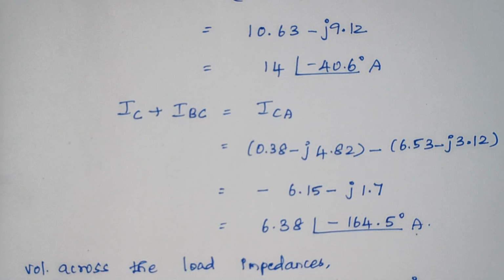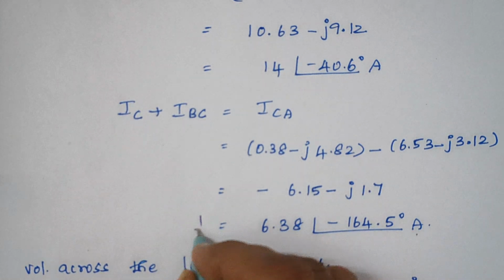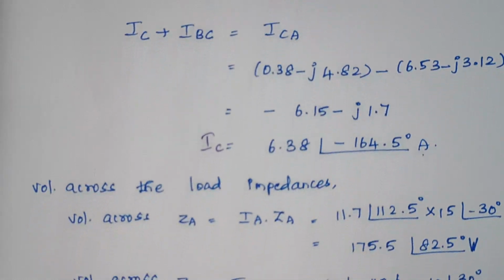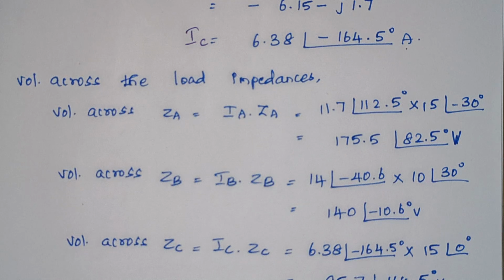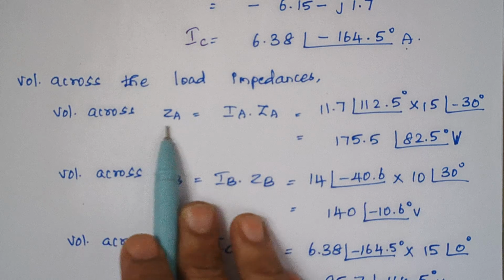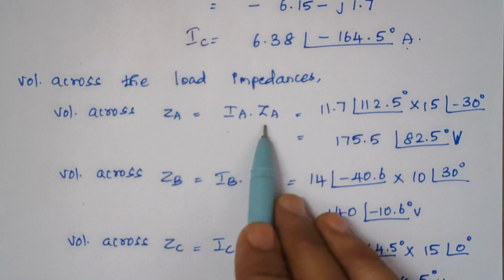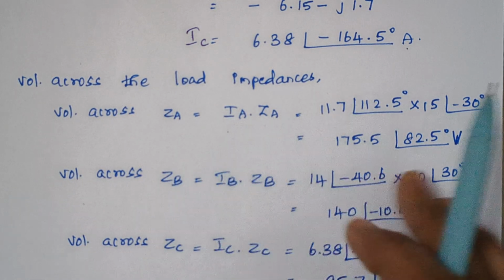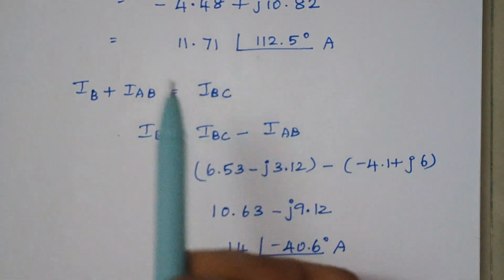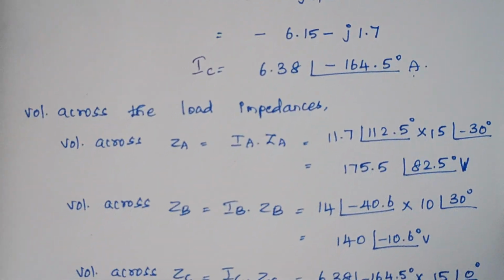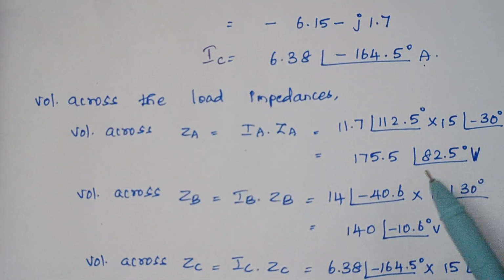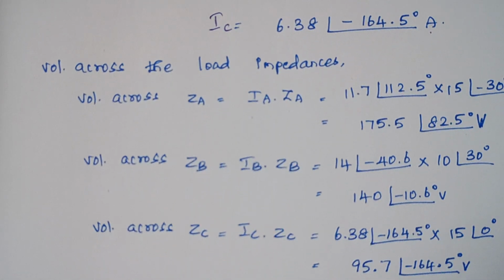Now we have calculated the value of the line currents, right? This is your IC. The next thing is we have to find the voltage across the impedances. How do we find the voltage across the impedances here? The voltage across ZA is nothing but I into Z. We know IA, we have just calculated it. You see, this is the value of IA. Just substitute it, IA into ZA. Similarly, IB into ZB and IC into ZC, right?